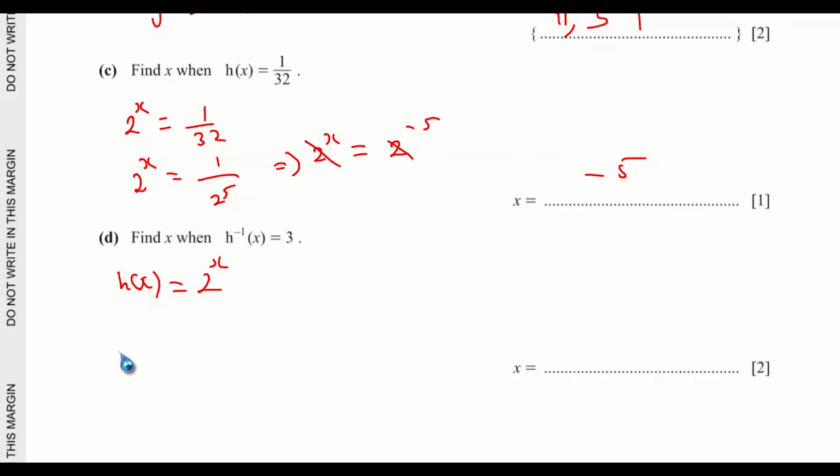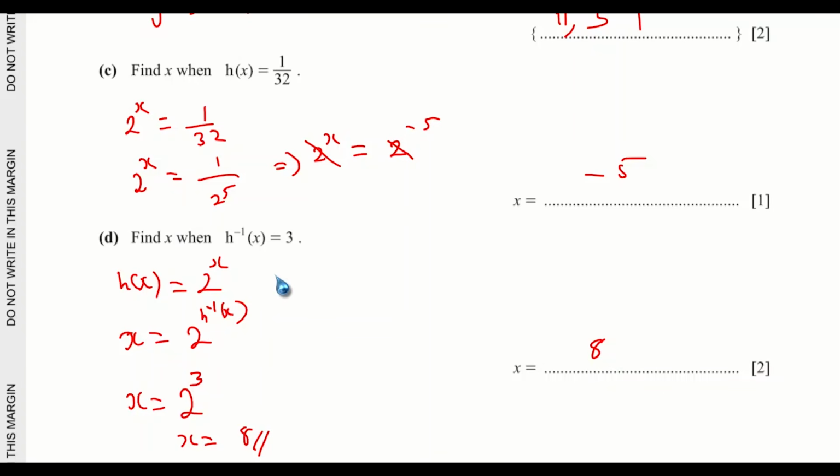x is equal to 2 to the power of, negative, inverse of h of x rather. So x will be equal to 2 to the power of h inverse of x. And if h inverse of x is given as 3, then you have 3 here. So the value of x will be equal to 8. Okay, so that is one way of doing it.